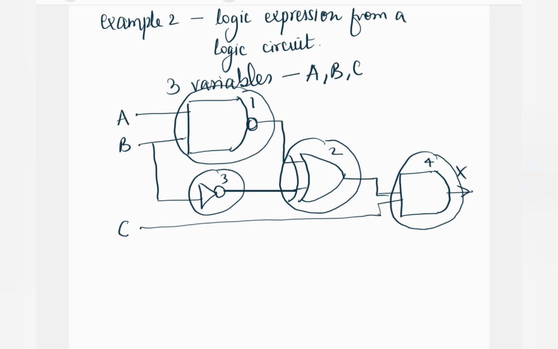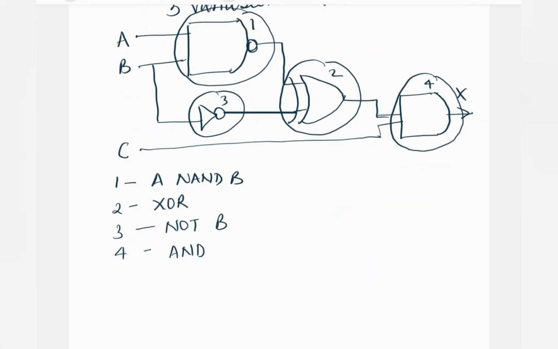So let's put these together. One gives you A NAND B. The second is the exclusive OR gate, that's combining it with NOT B. So the third is NOT B. And then we have got the fourth one, that's the AND gate. So let's just put this together. Now to put the logic expression together, we need to combine all these gates together.